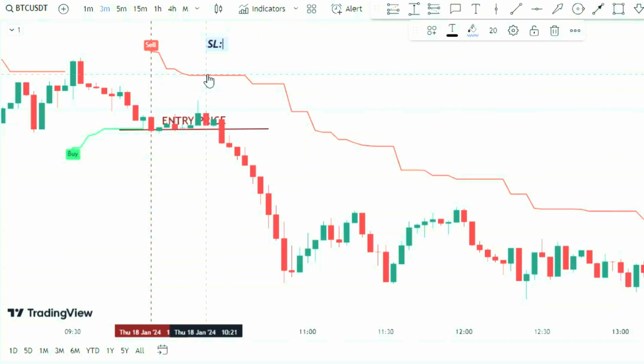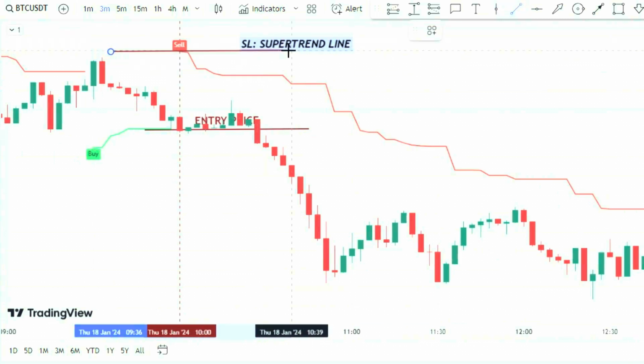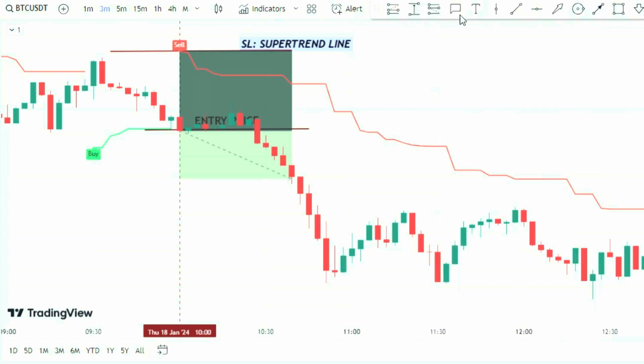Set your stop loss above the super trend line and aim for a target that's 1.5 times your risk.